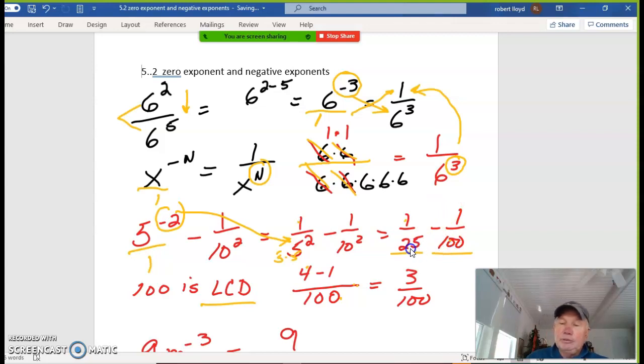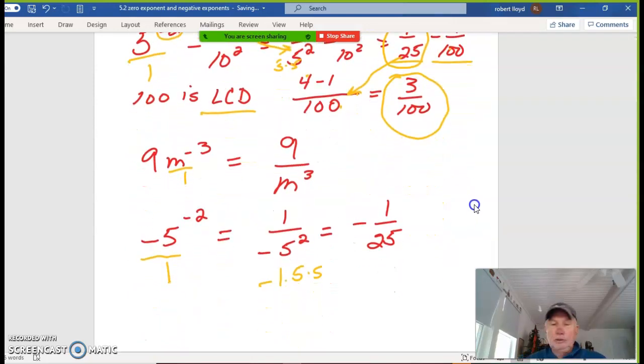Remember, when we add or subtract fractions, we have to have a common denominator. So the common denominator between 25 and 100 is 100. So changing the 1/25 to hundredths, we would take the 25 into 100, goes 4 times. 4 times 1 is 4. 100 into 100 once. 1 times 1 is 1, and we're subtracting. So 4 minus 1, our answer would be 3 hundredths, or 3 over 100.